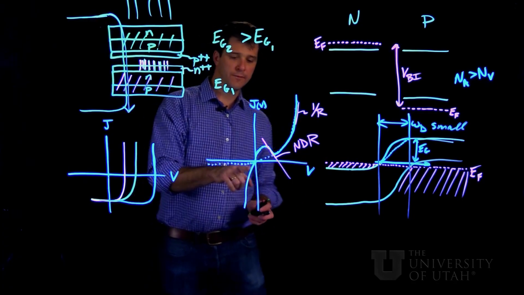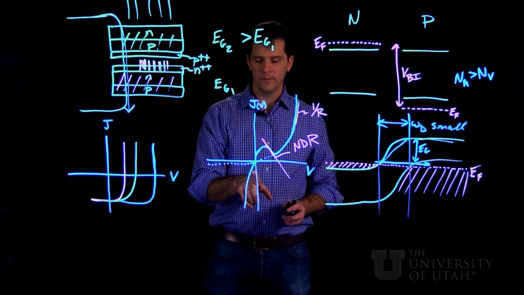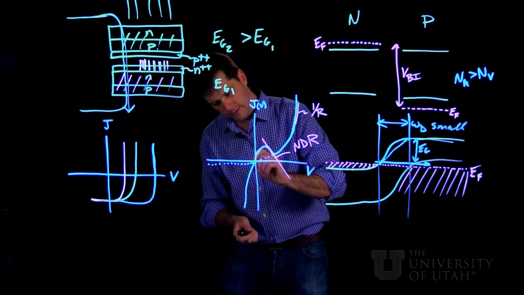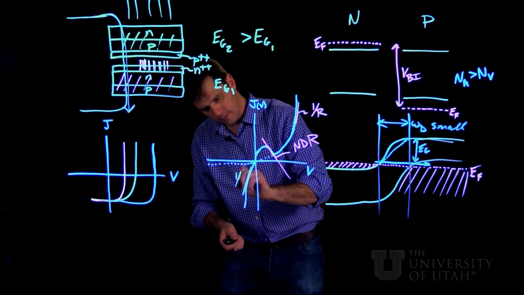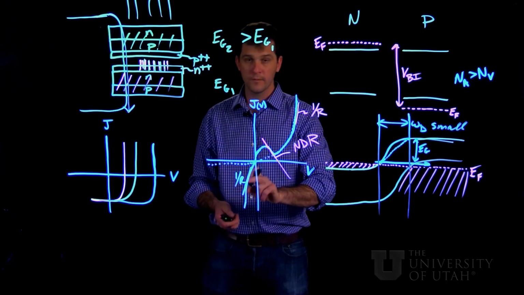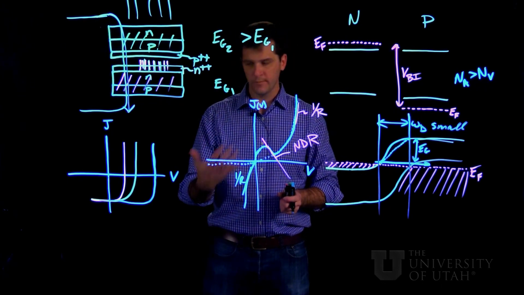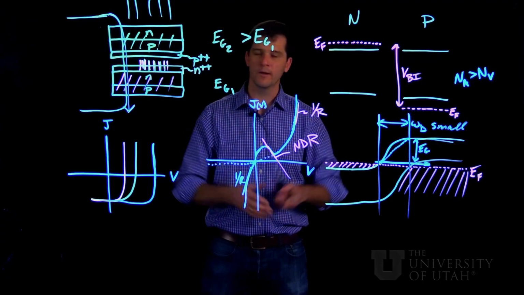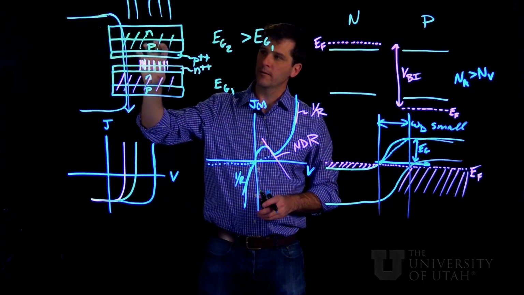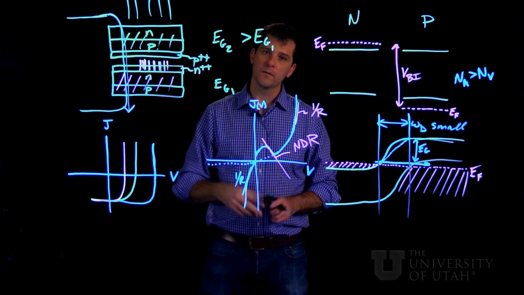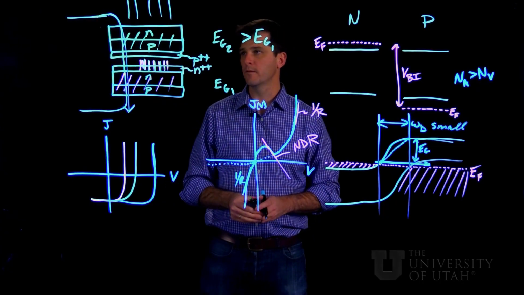And lo and behold, if we look here in the reverse bias part of this tunnel junction, we take R equals 1 over the slope, and this is steep. The slope is very steep or large. That means the resistance is very low. So we've satisfied our need for a low resistance connection between these two solar cells.